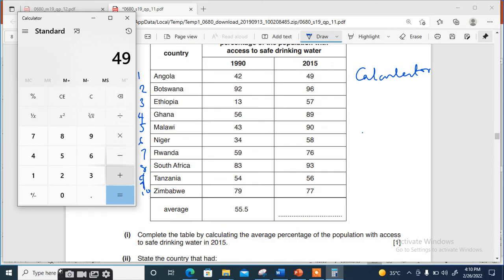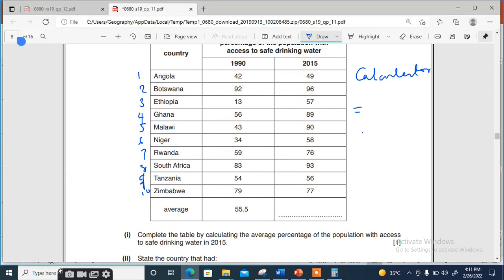So we have 49 plus 96 plus 57 plus 89 plus 90 plus 58 plus 76 plus 93 plus 56, sorry, plus 77. So everything in total here is equal to 741. So we have a total of 741. So divide by 10. This will now give you 74.1.